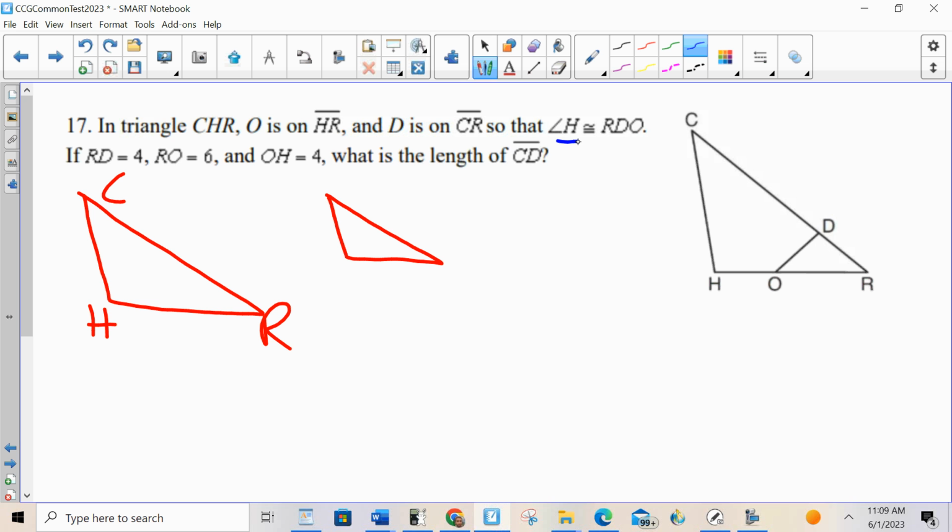It's telling us that angle H is congruent to angle D. That means that angle H must correspond to angle D. So D is going to go there. You almost always have a reflexive angle in this type of problem. R is reflexive. R is in both triangles, so R is going to correspond to R. What's the only letter left in the small triangle? O. Put the information into both pictures.